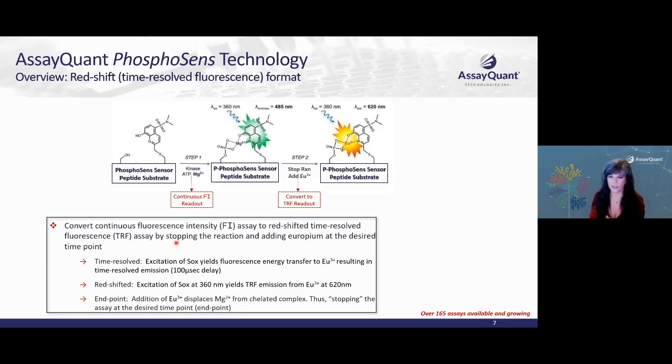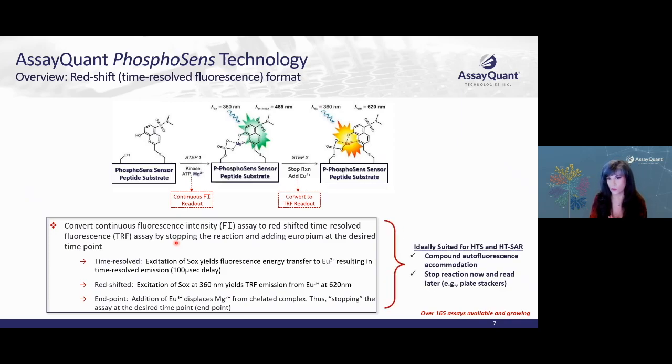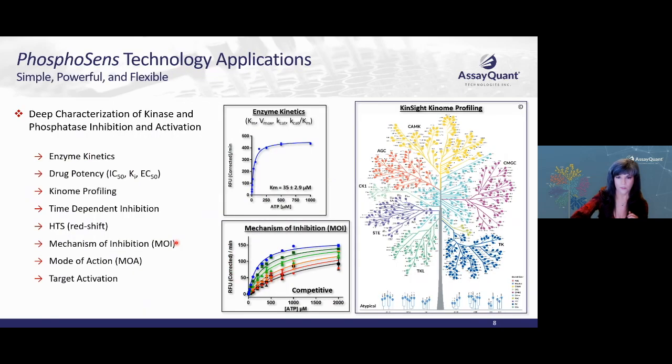Well, you know, autofluorescence, number one, is usually in the blue range, so by shifting the assay to the red range, you won't see that. Also, autofluorescence generally is in the nanosecond time frame. This readout is in the microsecond time frame, so autofluorescence is over by the time you do the read. It's also ideally suited for high throughput applications where you want to stop the reaction and read later, especially when you're using plate stackers.